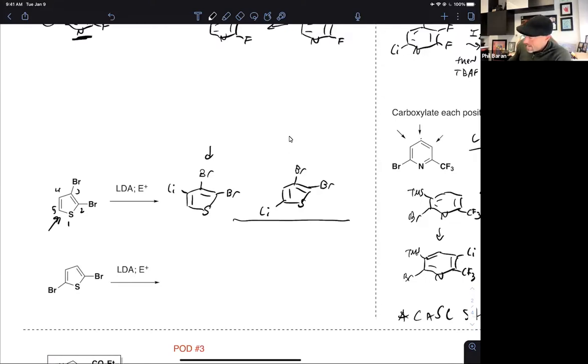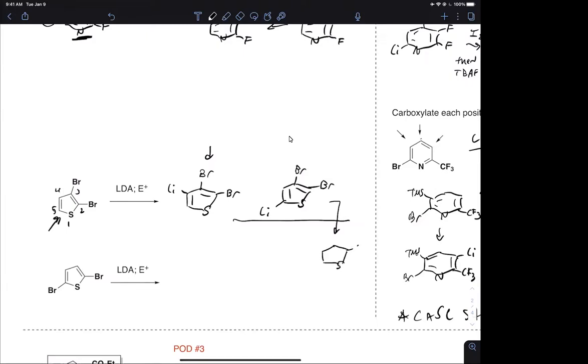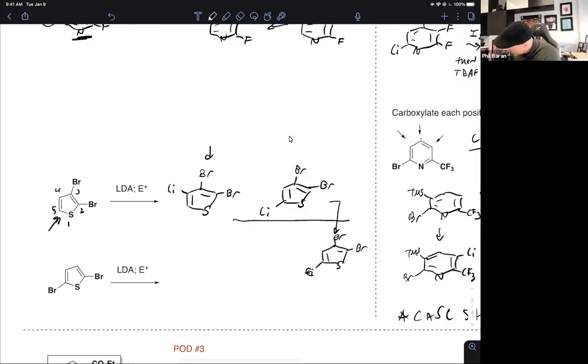Okay. So now what happens after that? We quench this with an electrophile. So is the product just quenched with an electrophile? There will be the halogen exchange with the starting material at the C2 bromo, I believe. Aha. So we don't get that. And instead, we make a little bit of this thing.